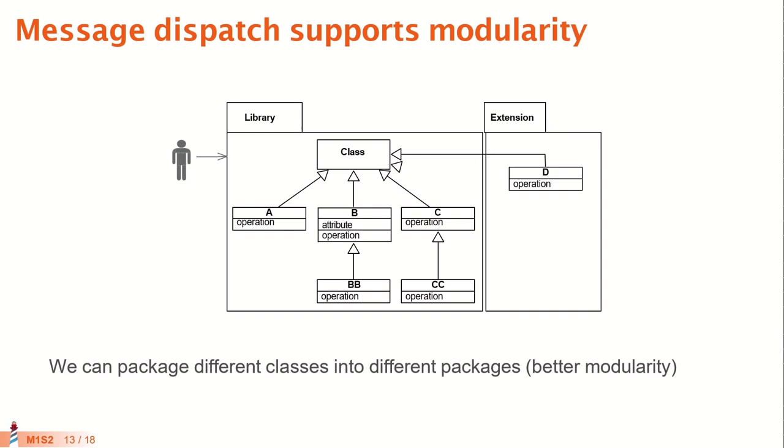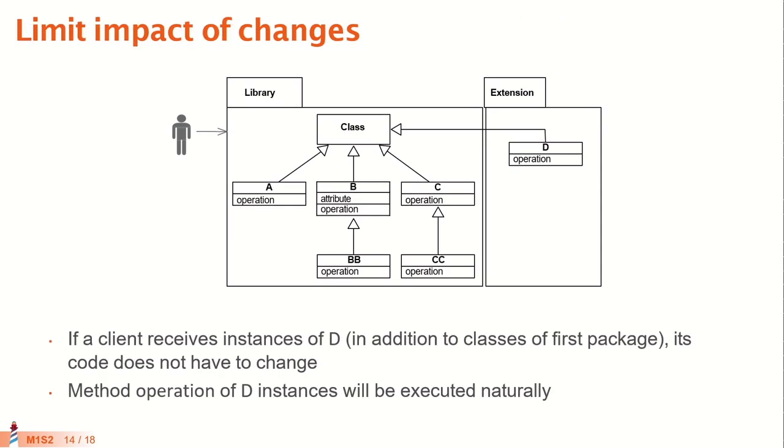So message dispatch supports modularity. With a hierarchy of classes, we can even package classes. For example, the class D here, we can package it in a separate package. This is better from the modularity point of view because it is not mandatory to load this package. We can load it dynamically as a plugin, for example, or we can even not load it at all. And then if we load this extra package, this plugin, the client code does not change. This is what we saw in the example before. Instances of the D class will correctly work with all client code without changing it.